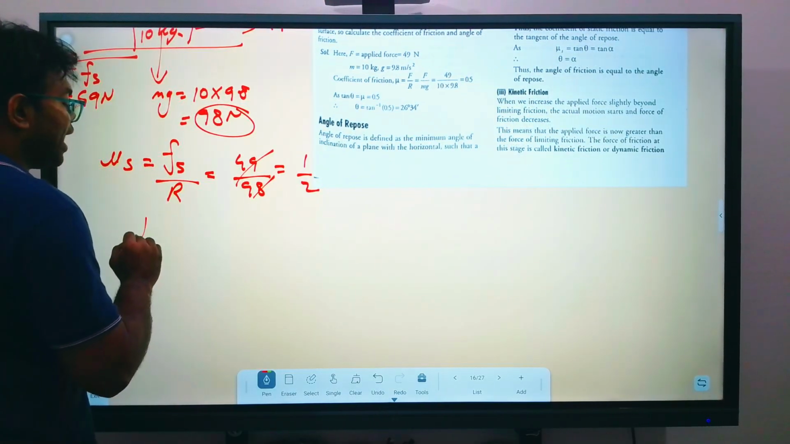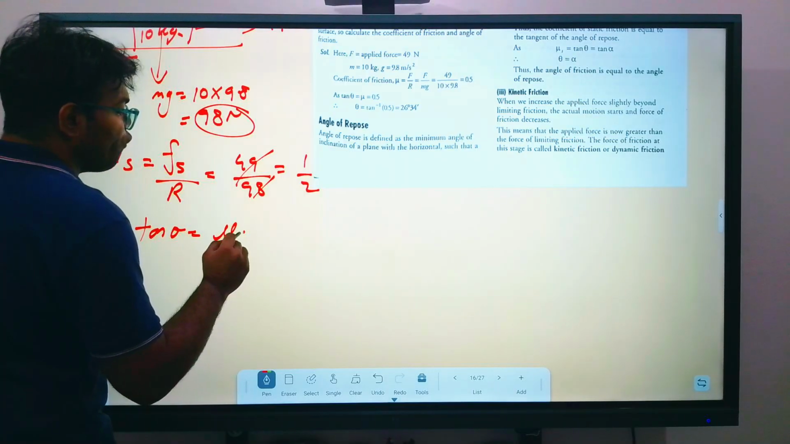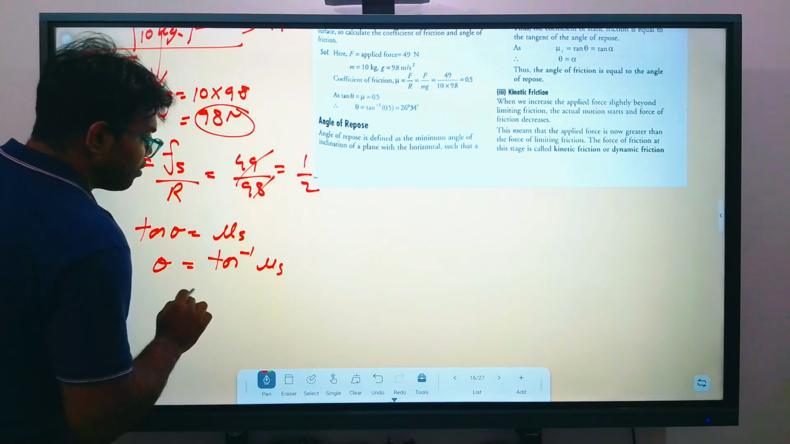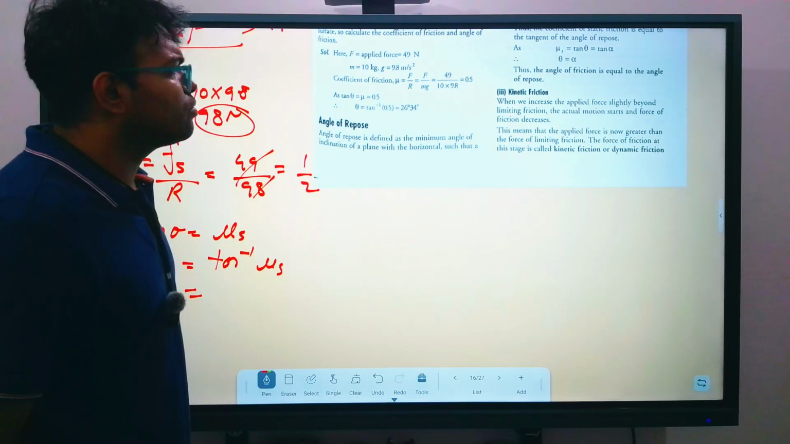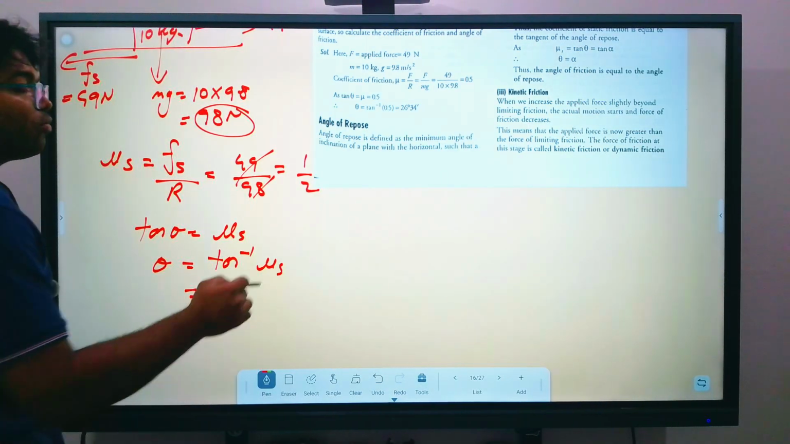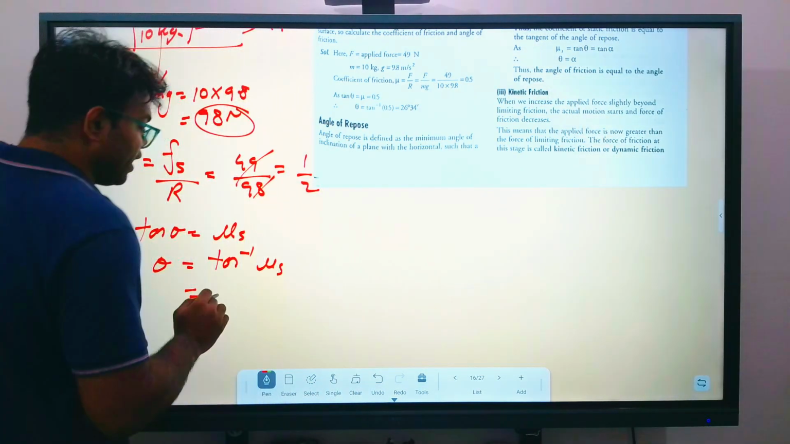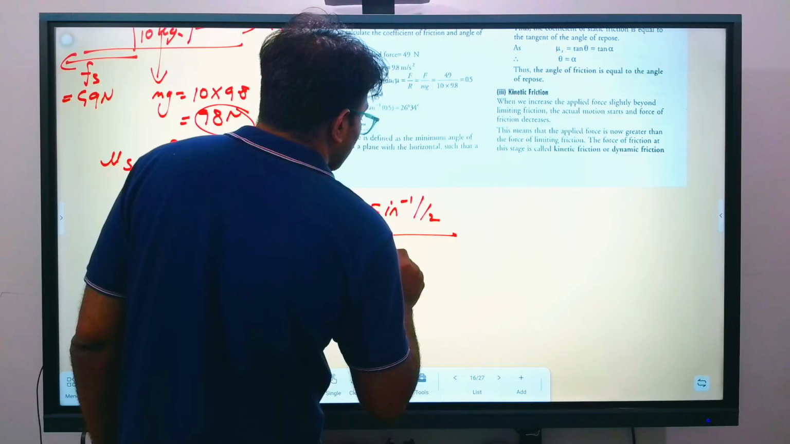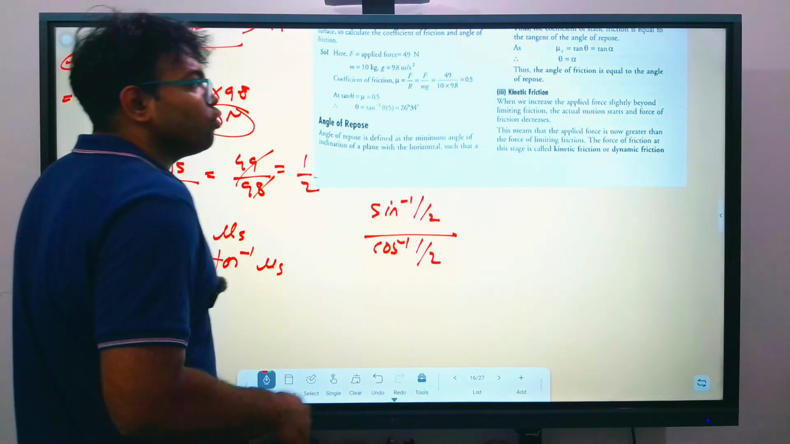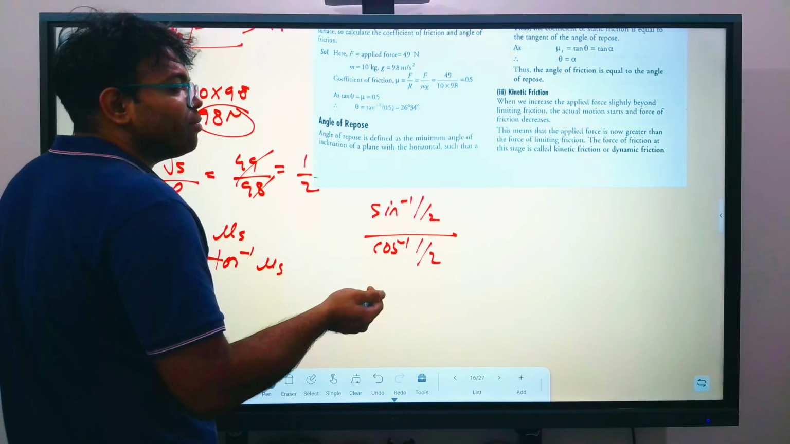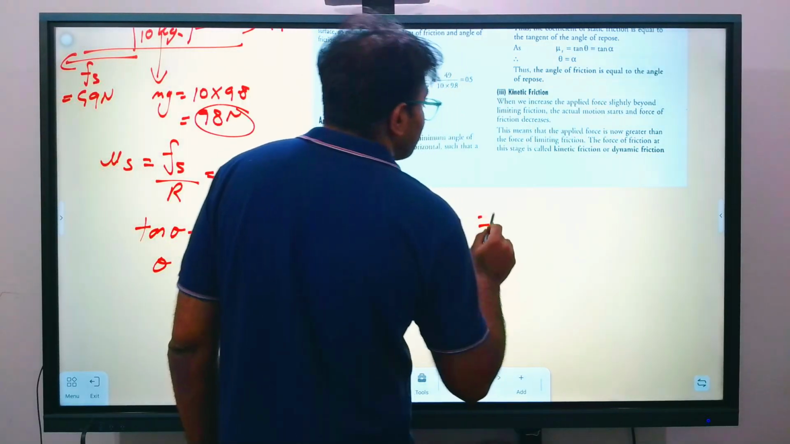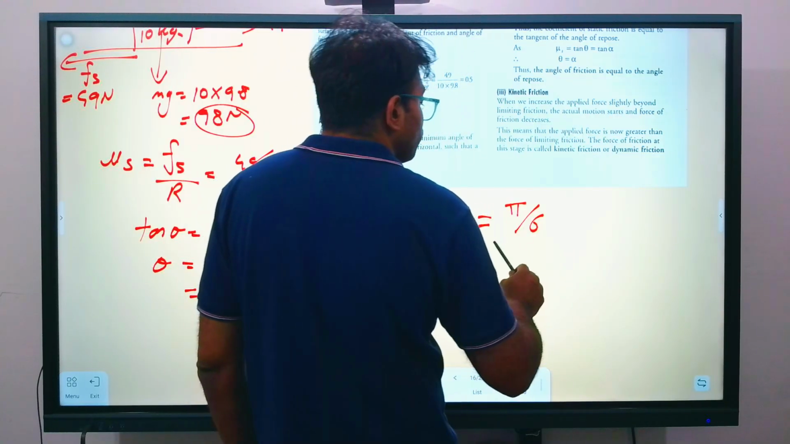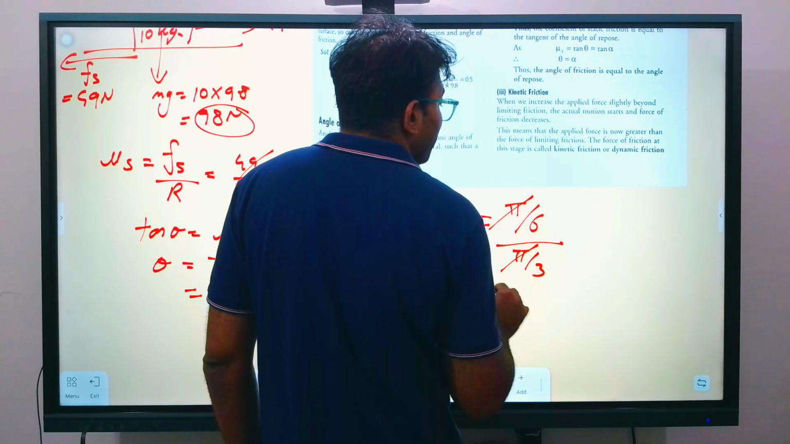Now we know that tan theta is equal to the coefficient of static friction. So theta becomes equal to tan inverse mu of s. So what is tan inverse 1 by 2? We don't know the value of tan inverse 1 by 2. So we can write it as sine inverse of 1 by 2 upon cos inverse of 1 by 2, right? Sine inverse 1 by 2 is pi by 6. And cos inverse 1 by 2 is pi by 3. Pi and pi get cut off.